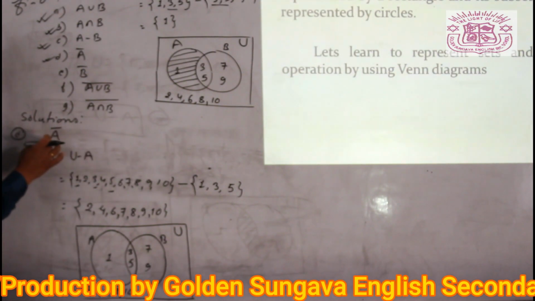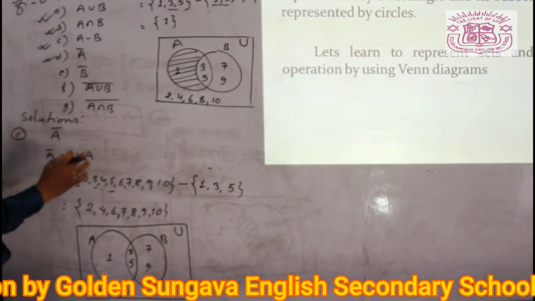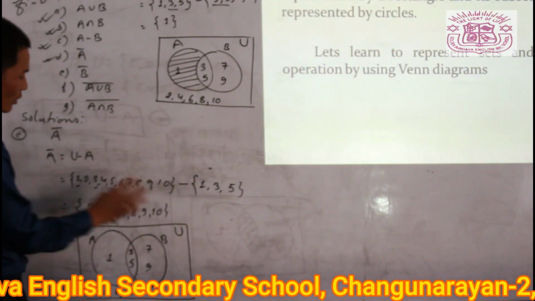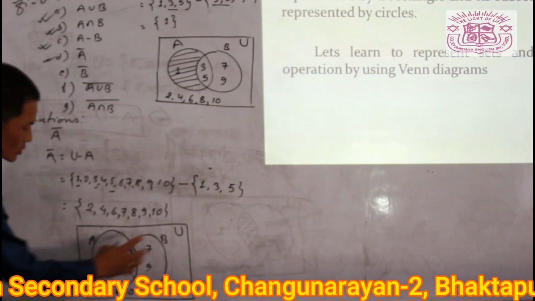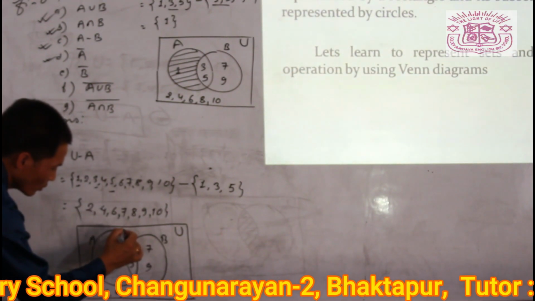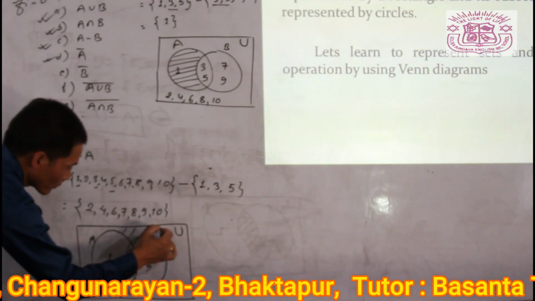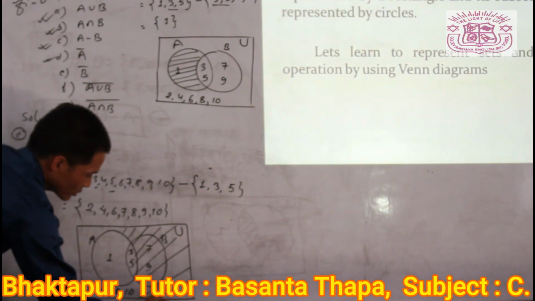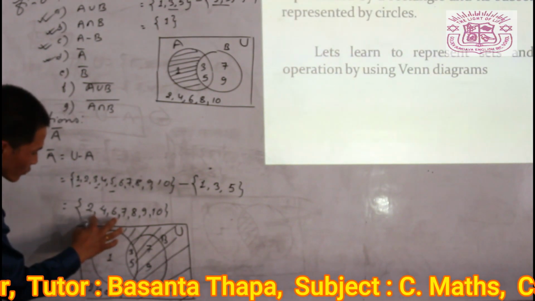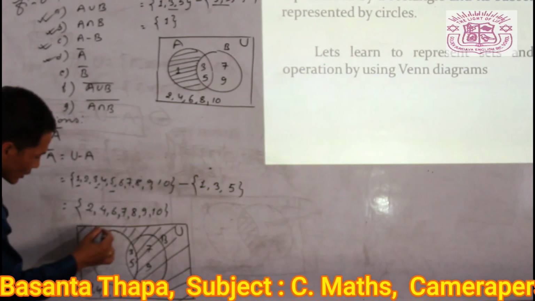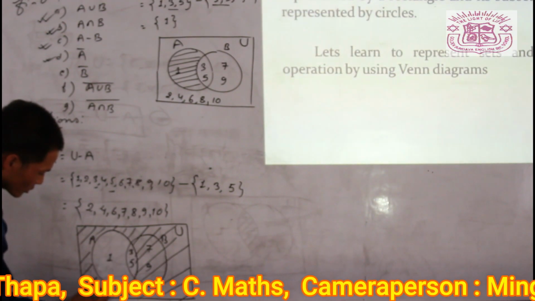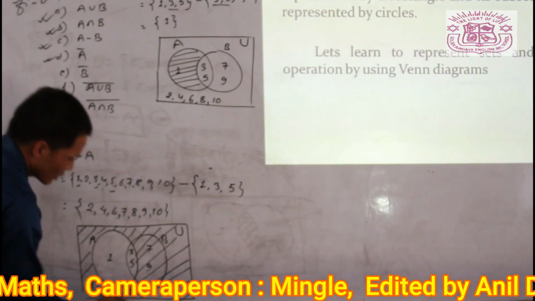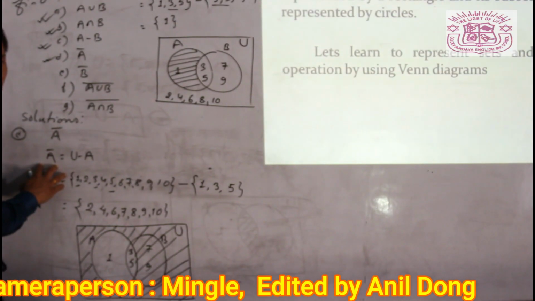Now, to show A complement, we need to shade where there are 2, 4, 6, 7, 8, 9, 10. Except A, we need to shade all the parts. So we shade here, and outside also, since 2, 4, 6, 8 are outside the circle. So you need to shade this also. So this is A complement.